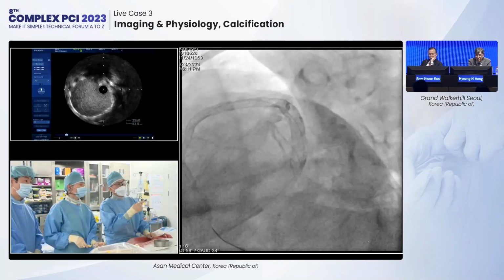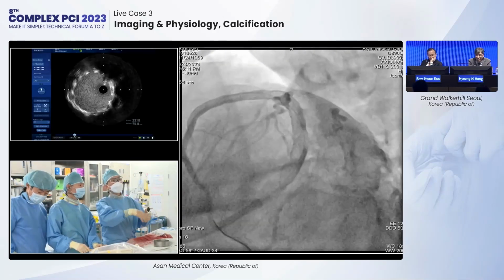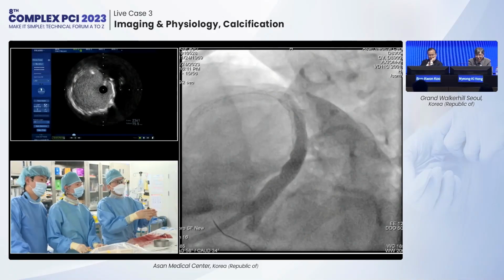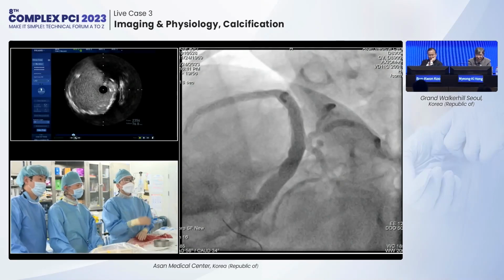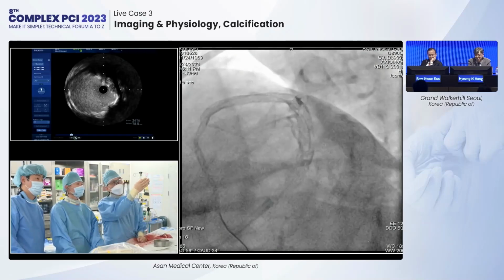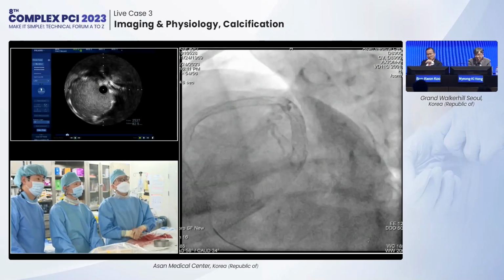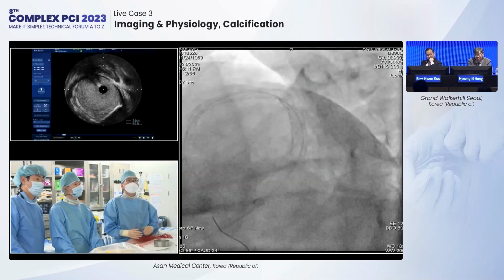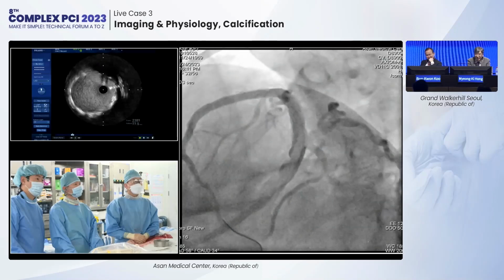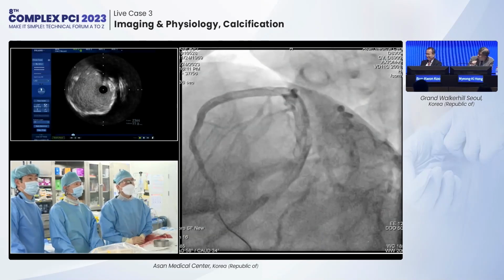The ostium of the circumflex is always a little bit ambiguous after the crossover because there is some calcification and strut, and the angiographic view is not so good. But in IVUS, in this image from the 11 o'clock, the widely opened branch is coming in. The flow is TIMI 3, so I am not concerned about the circumflex so much. Excellent job. Congratulations. Any other comment from the panel?